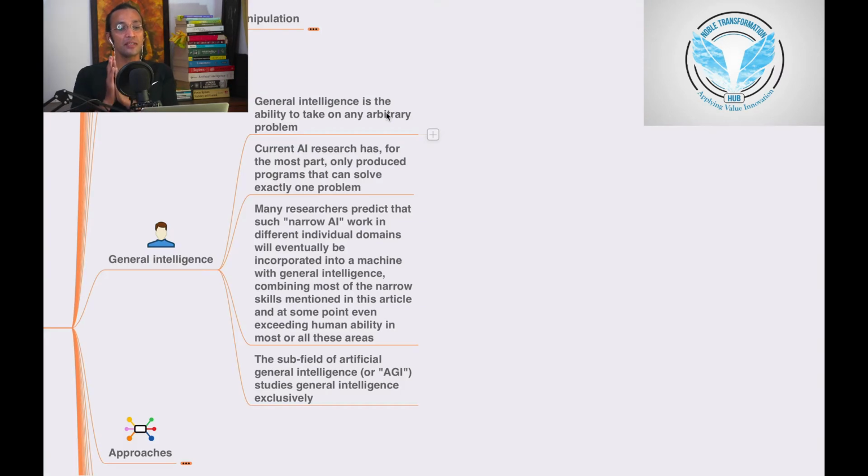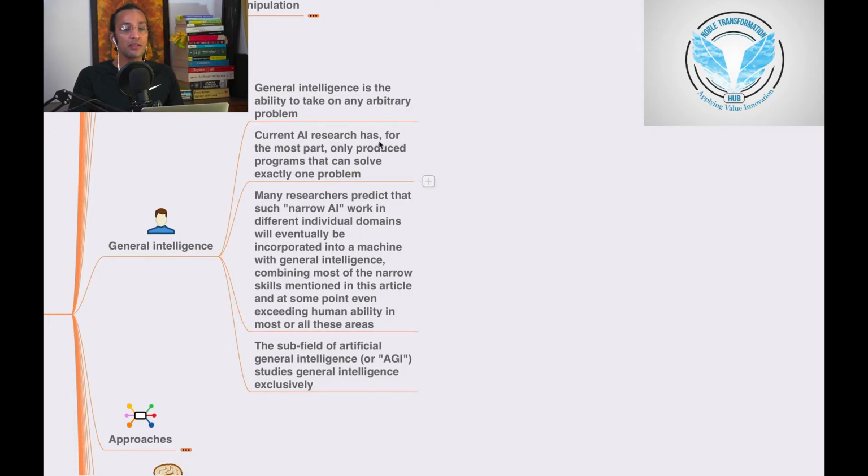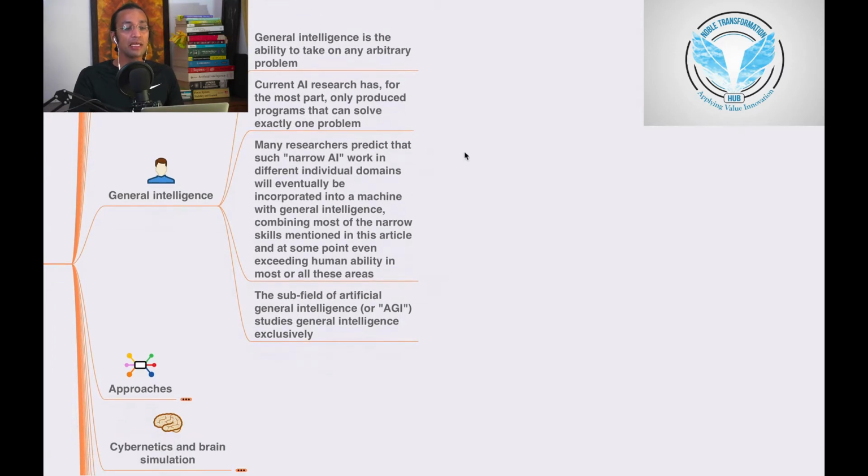In general intelligence, we are going to learn that general intelligence is the ability to take on any arbitrary problem. Current AI research has for the most part only produced programs that can solve exactly one problem. Many researchers predict that such narrow AI work in different individual domains will actually be incorporated into machines with general intelligence, combining most of the narrow skills mentioned in the articles, and at some point even exceeding human ability in most of all these areas.